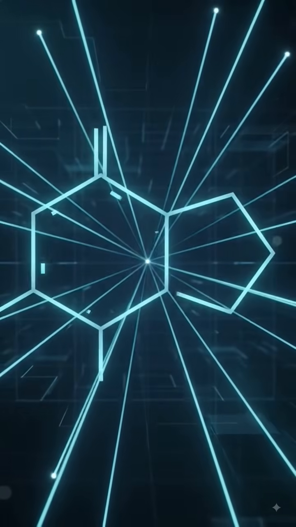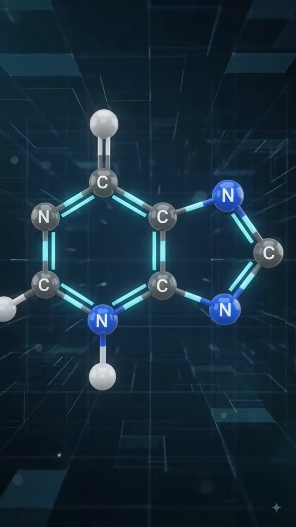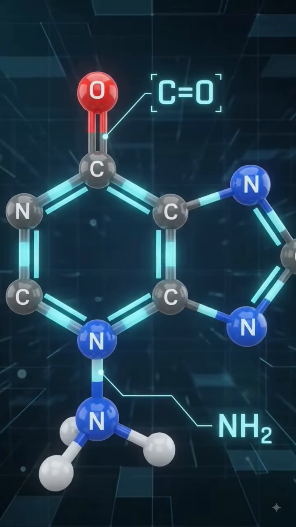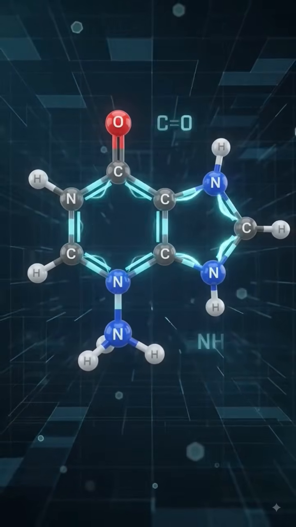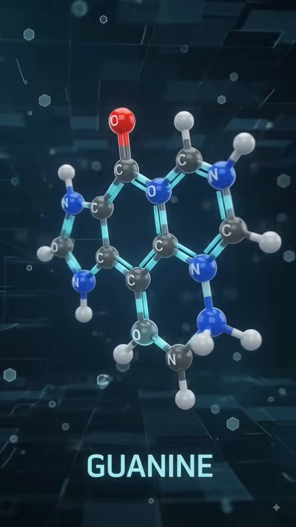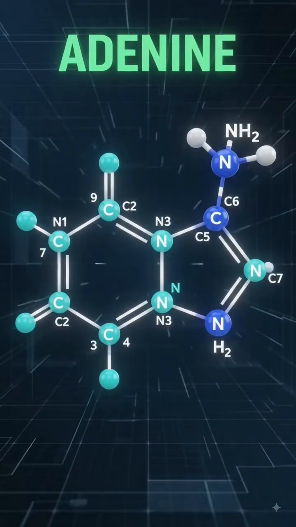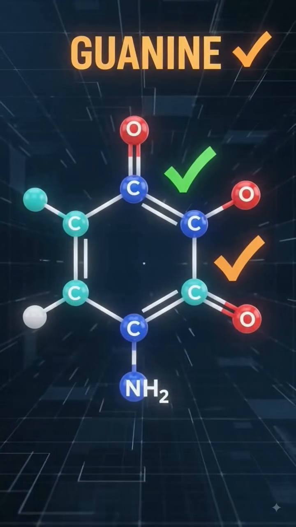Guanine is one of the 5 primary nucleobases. It is classified as a purine derivative, featuring a fused double-ring structure with a distinctive carbonyl group. Guanine has an amino group at position 2 and an oxygen at position 6.